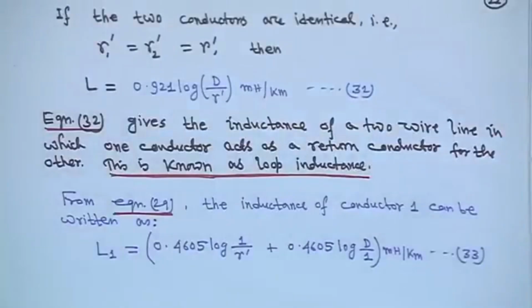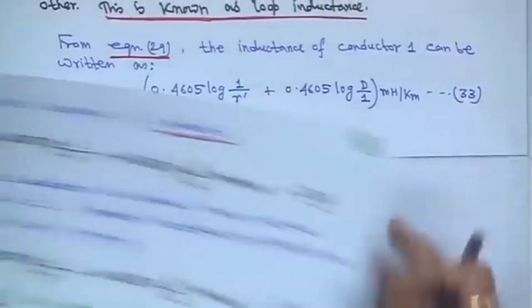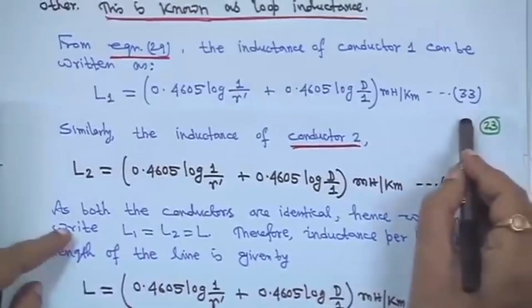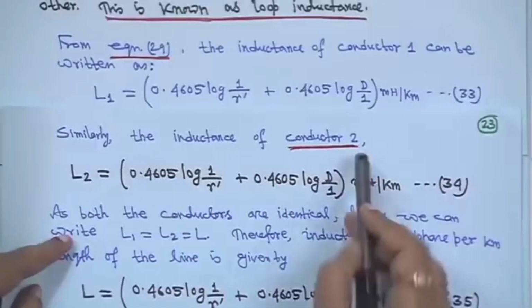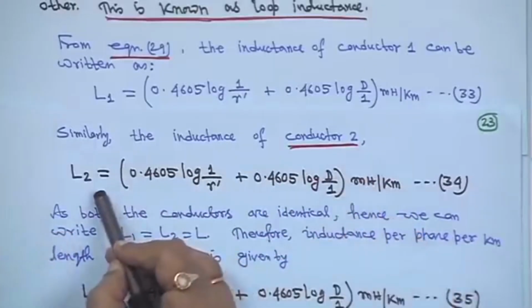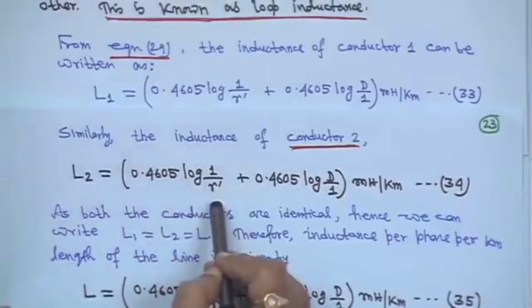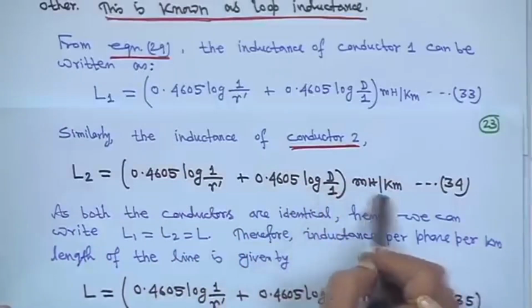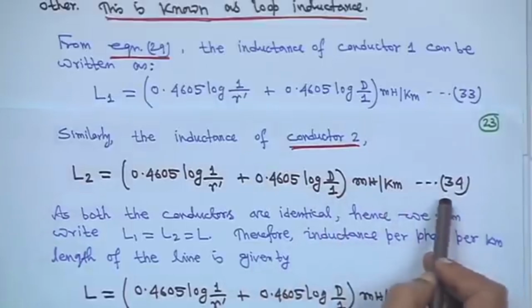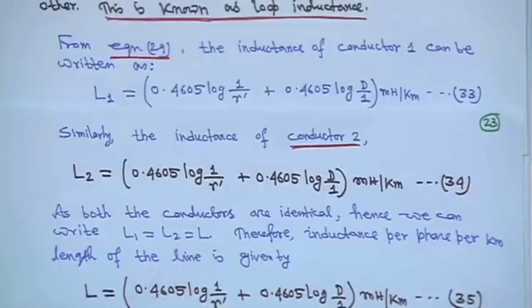Therefore, similarly for conductor 2, this is equation 34. The inductance of conductor 2 can be written as L2 is equal to 0.4605 log 1 upon r dash plus 0.4605 log d upon 1 millihenry per kilometer. As both the conductors are identical, we can write L1 is equal to L2 is equal to L, they are the same.